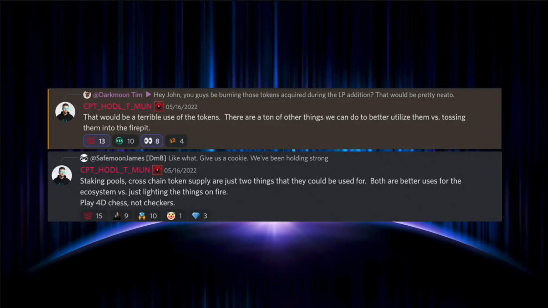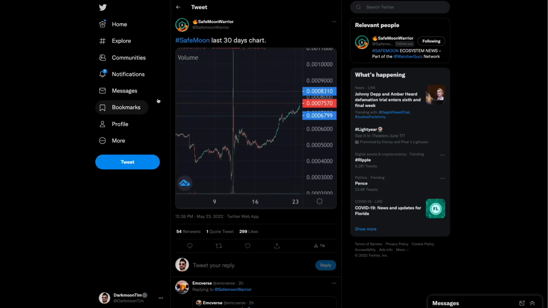And now let's fly on over to this. This is a tweet that was sent out by Safemoon Warrior. And as you can see, it says hashtag Safemoon last 30 day chart. And you can see that there is a huge increase in price over the last 30 days here. Now, if we just think about this price and we see the price moving up, why exactly is this happening? Safemoon hasn't really released anything as of right now. So why is all this price movement happening?